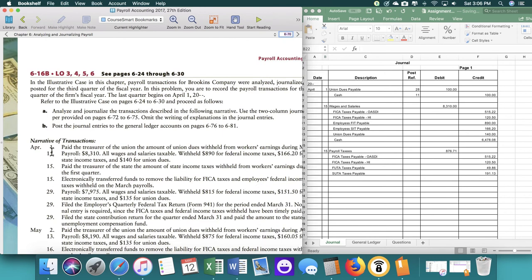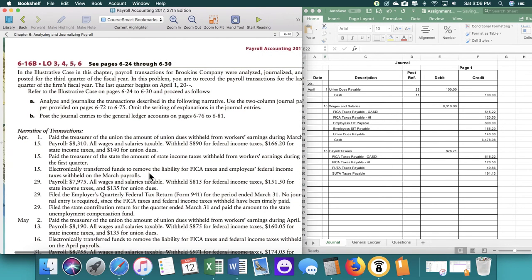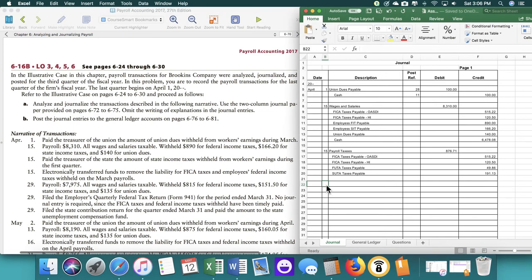So that's the first two transactions. On the 15th, we paid the treasurer of the state the amount of income taxes withheld from workers during the first quarter. So here we're going to have on the 15th, it is going to be the employee's state income tax payable and then cash.